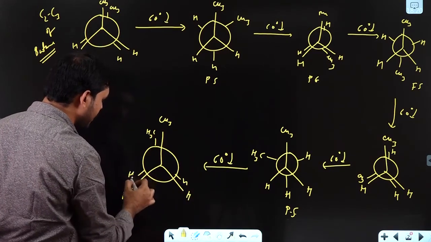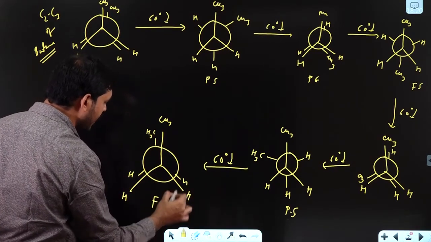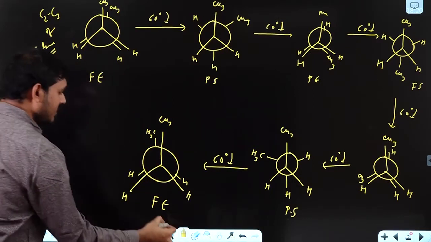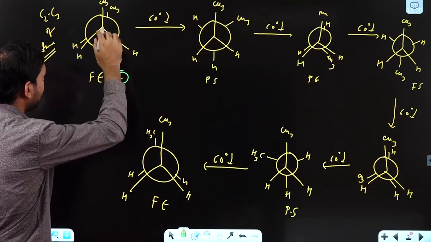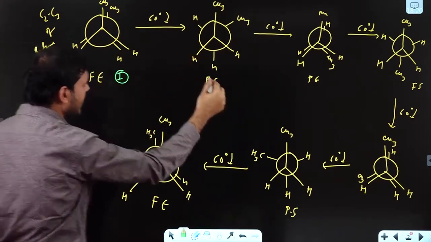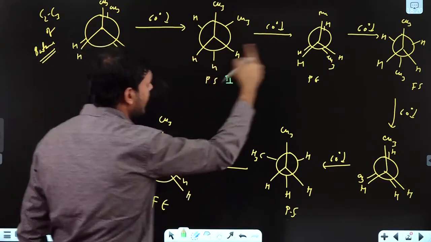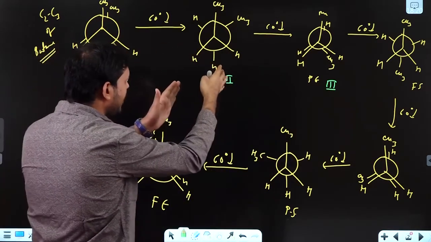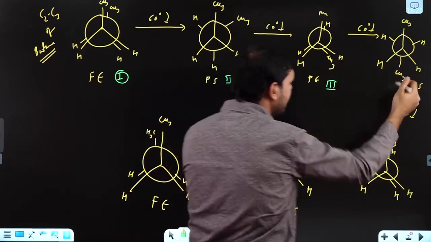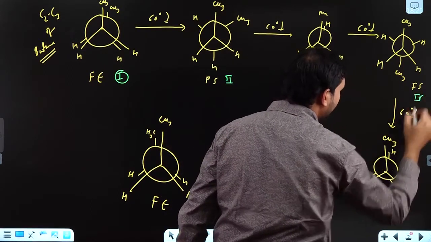H H. This is your fully eclipsed. You can see this is your structure number 1. It was your fully eclipsed, rotating 60 degree, your structure number 2, again 60 degree, structure 3. As compared to the first structure, this is 60 degree rotation, this is 120 degree, this is 180 degree rotation.